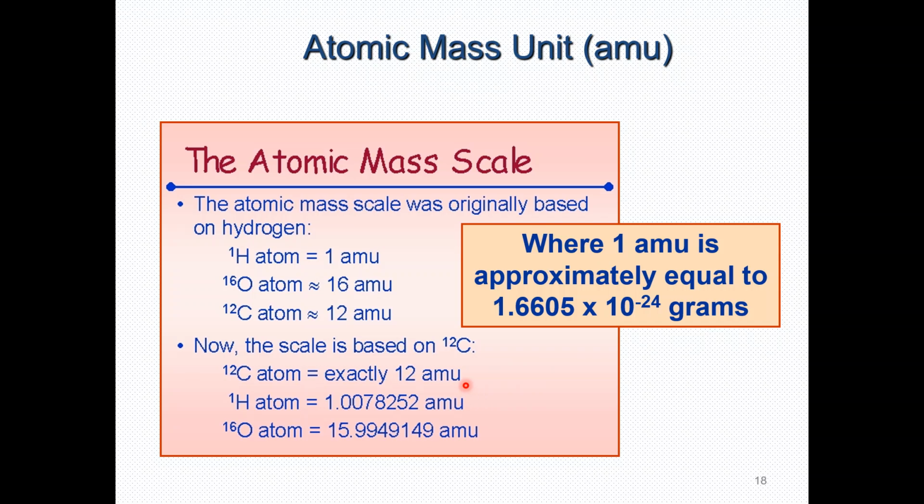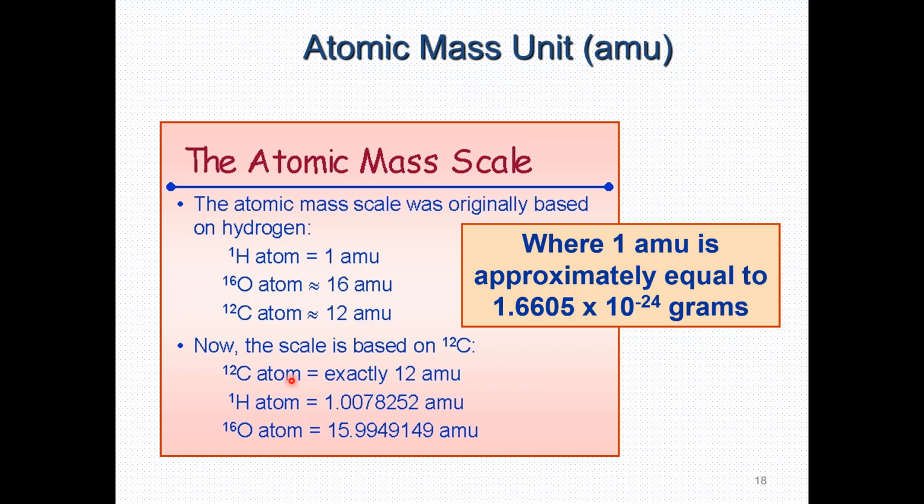When the scientists first gave the concept of the atomic mass unit, it was originally based on hydrogen. Later on, it was modified to carbon 12. This is the ratio when it was based on hydrogen, so the values were like this for hydrogen, oxygen, and carbon 12. When it was revised and based on carbon 12, you can see the values have been revised, and now they are more precise.